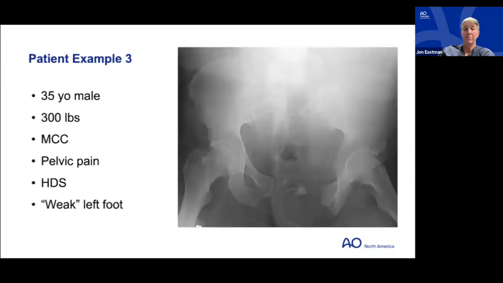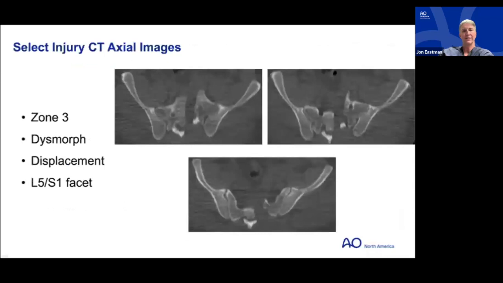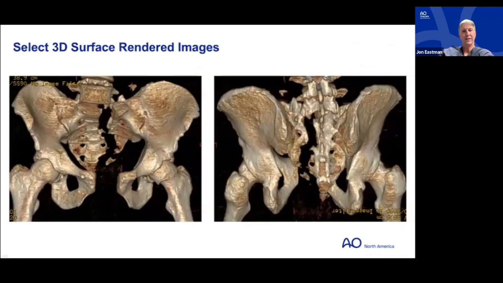Patient 3, similar but different. Here's another guy, younger, but still obese. You can see his soft tissue envelope. Motorcycle. He has that pelvic ring with symphyseal injury, and then kind of a zone 3 that you'll see in a second. He is surprisingly stable, except he's got some neurological changes to his left lower extremity. But again, very select cuts, just showing a direct midline displaced fracture. He is a dysmorph. He has displacement, and again, his L5S1 facet is involved. And again, you can see here just those cuts.